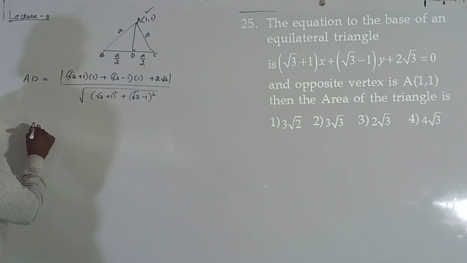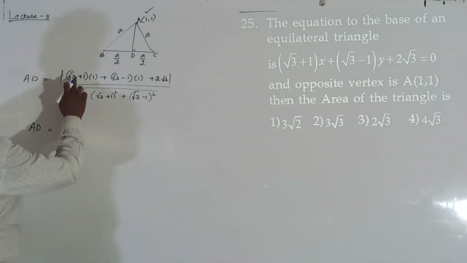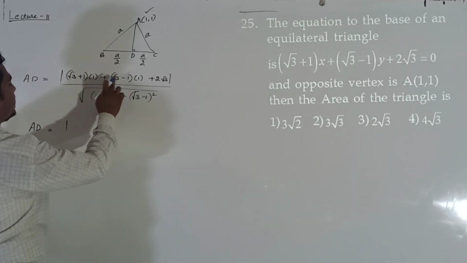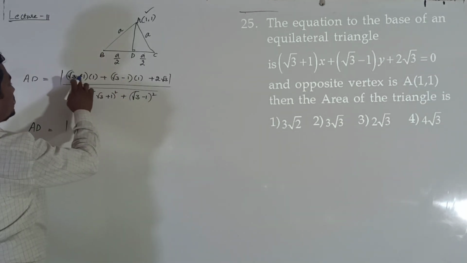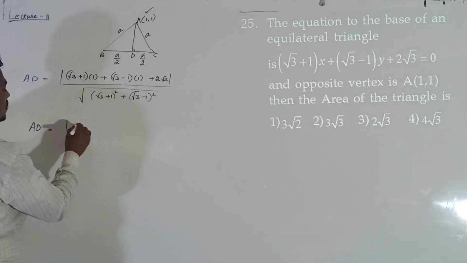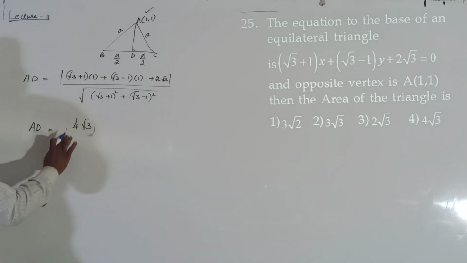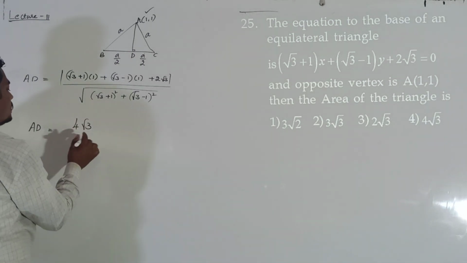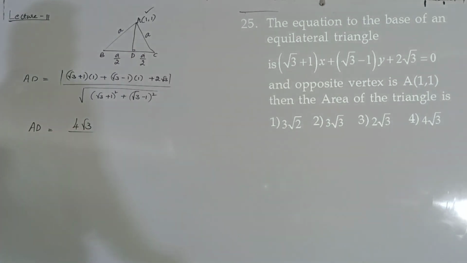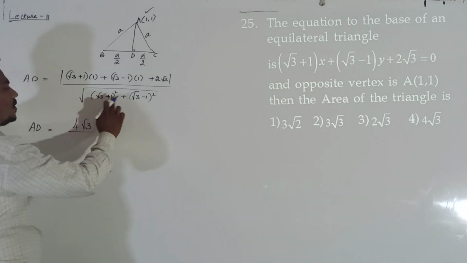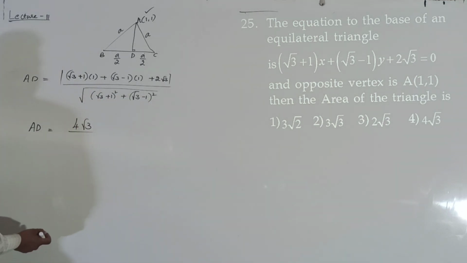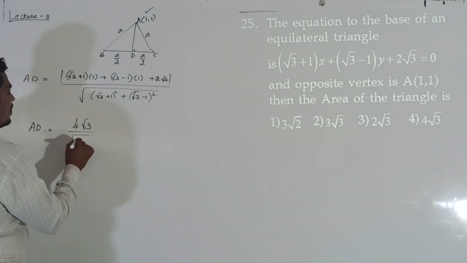Then AD distance equal to modulus of, it is root 3 plus 1 plus root 3 minus 1, plus 1 minus 1 get cancelled, root 3 plus root 3, 2 root 3 plus 2 root 3, it will be 4 root 3. In this case modulus sign indicates consider positive value, divided by a plus b whole square, a minus b whole square, and simplify. Lastly you get square root of 8 only.